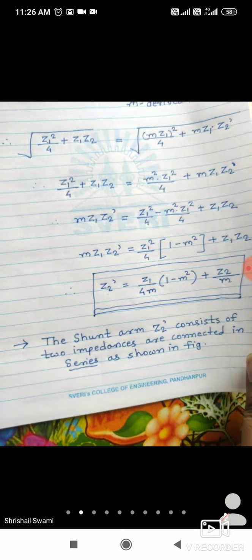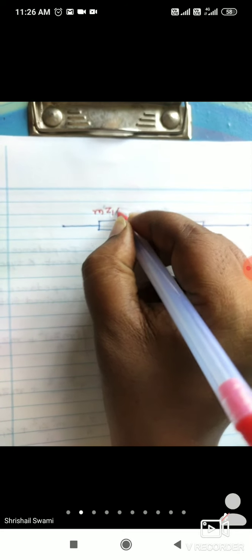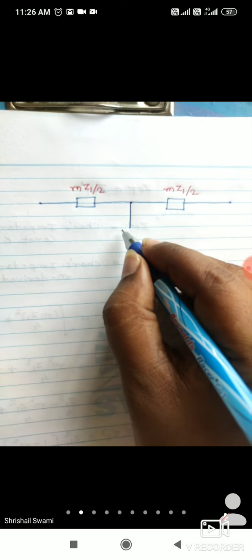So that I will draw that figure. Z2 is replaced by now Z2 dash. So I am drawing the T section M derived filters. Carefully observe. So what will be this one? As it is M into Z1 by 2. This is M into Z1 by 2 as it is. So the modification will be now the shunt arm, that is Z2 is replaced by series combination of two impedances.